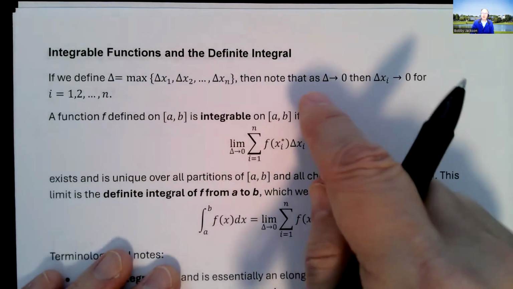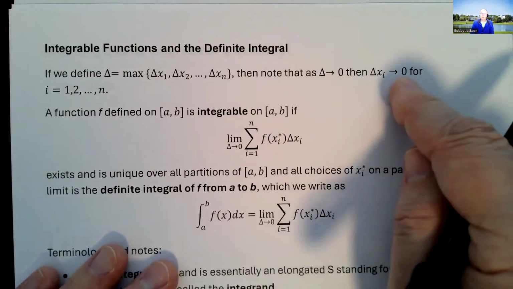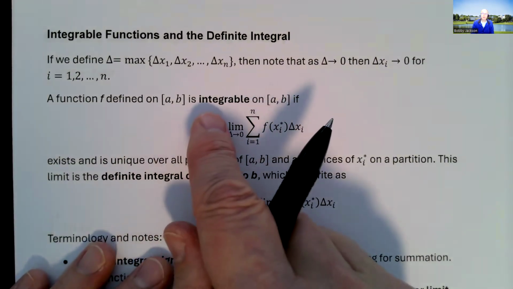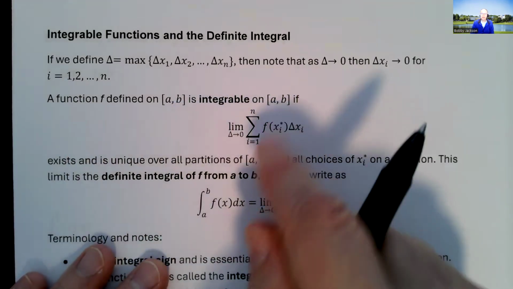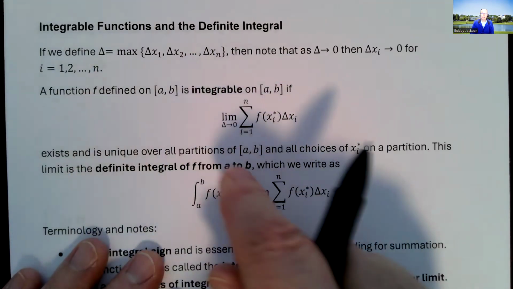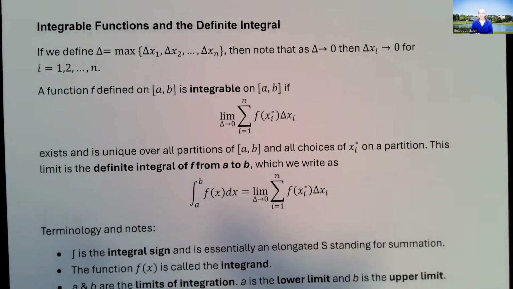But know either way that as delta goes to 0, then the widths of each subinterval have to go to 0. Okay. And so here's the definition for a function to be integrable. A function f defined on the interval from a to b is integrable on this interval if the limit as delta goes to 0, this delta is the maximum of all the widths, so just think about the largest width going to 0 on all these subintervals. So of course that means all the widths are going to 0.